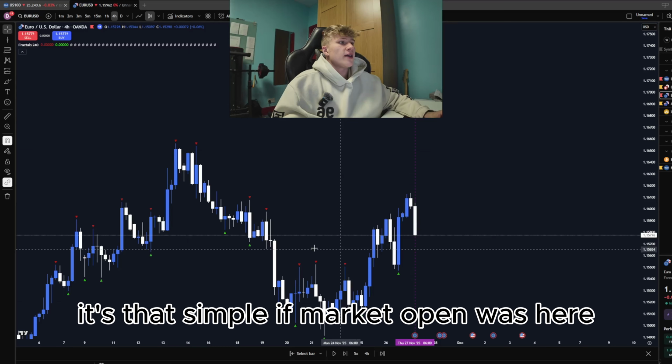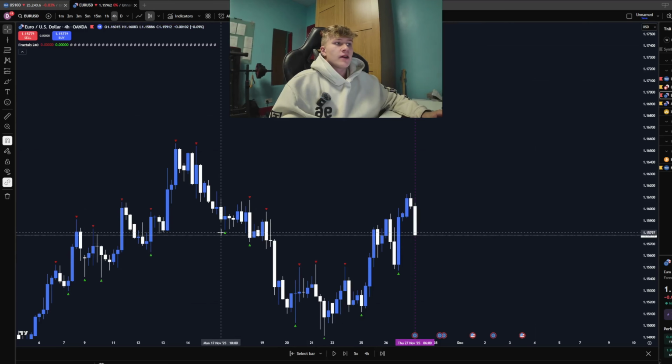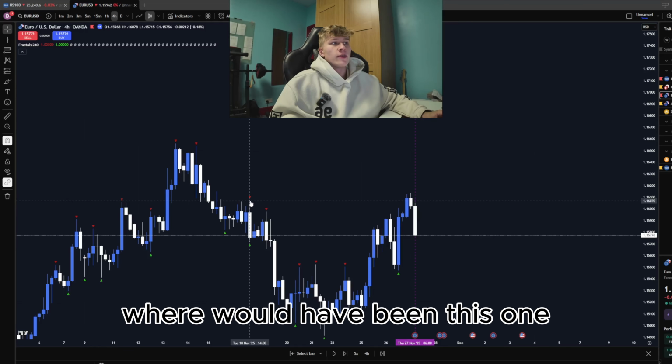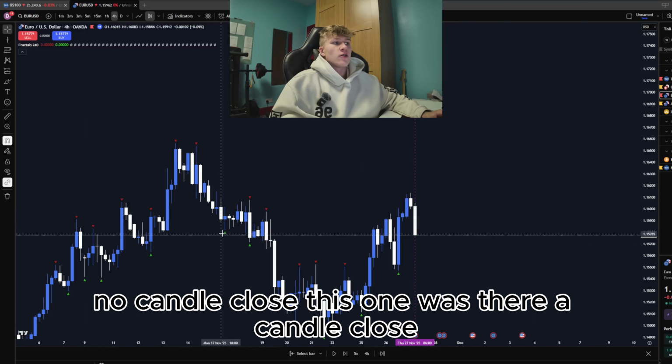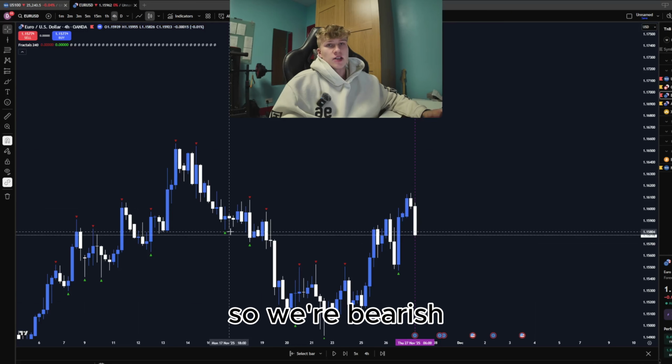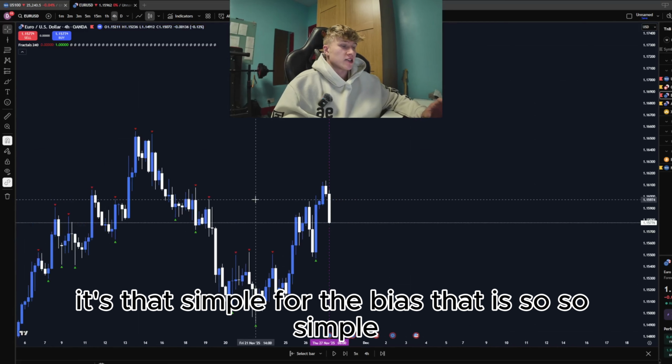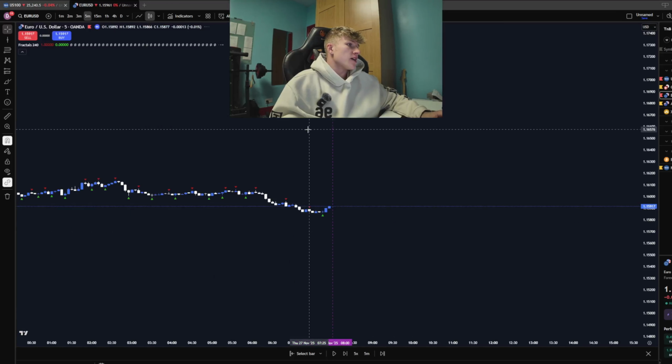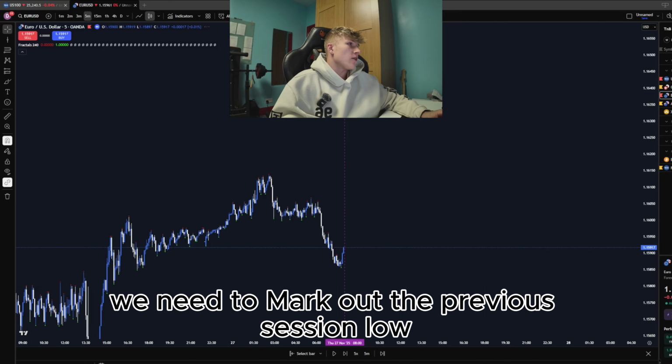It's that simple. If market open was here, the most recent fractal would have been this one, no candle close. This one, was there a candle close? Yes, below it, so we're bearish. It's that simple for the bias. But now we've established our bias, which is bullish, we need to mark out the previous session low.